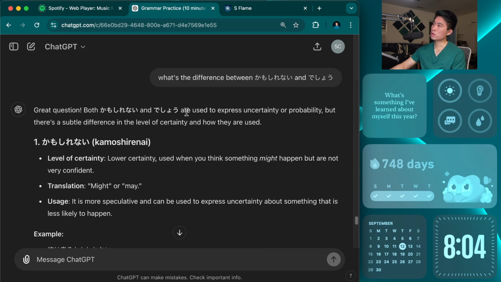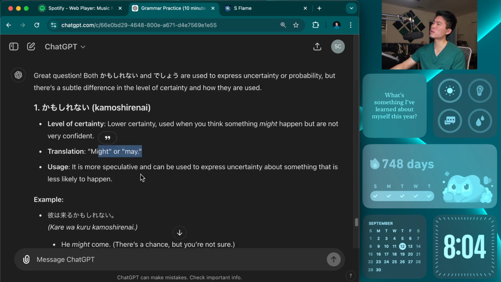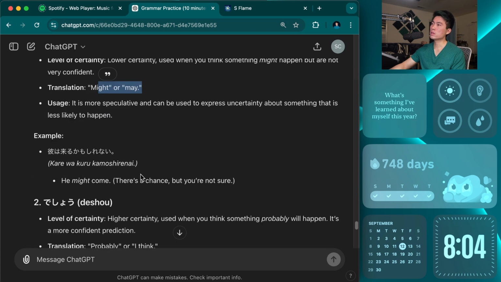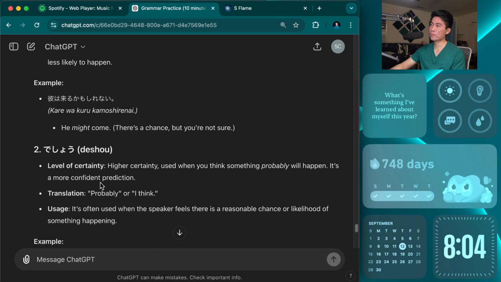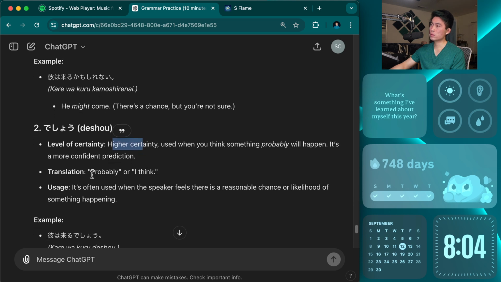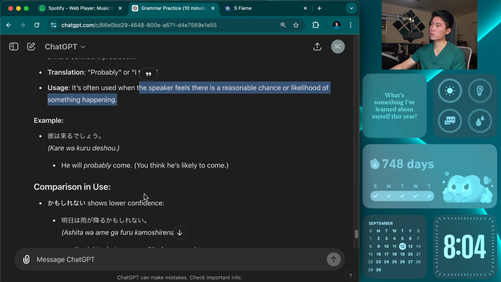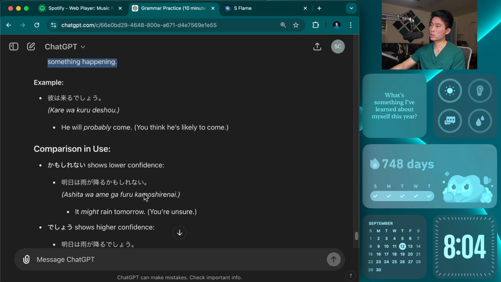Both かもしれない and でしょ are used to express uncertainty or probability, but there's a subtle difference. Lower certainty for かも. It's might and may usage. It is more speculative and can be expressed. Uncertainty. For でしょ, the level of certainty is higher. It's often used when the speaker feels a reasonable chance that it will happen. Okay.